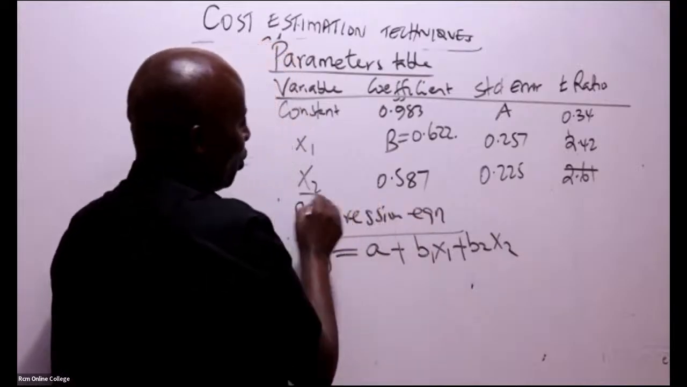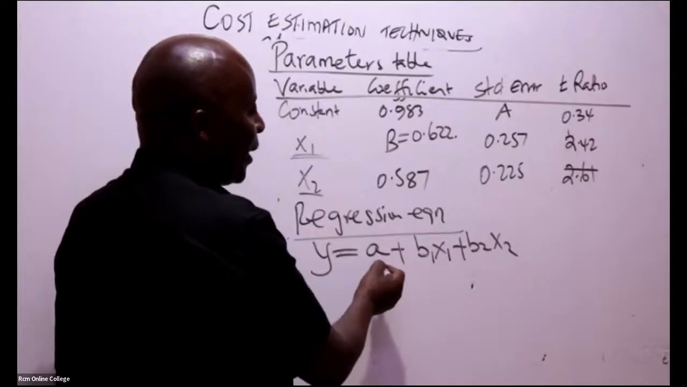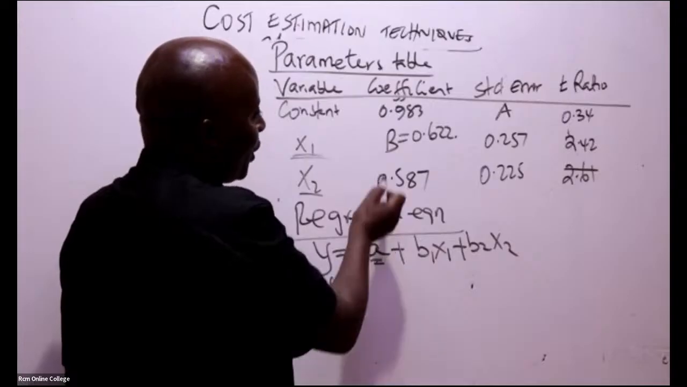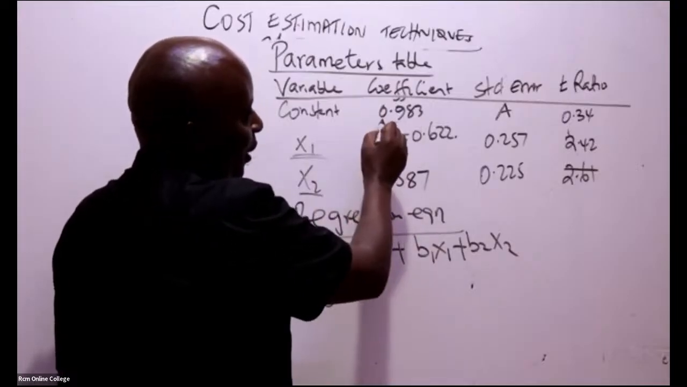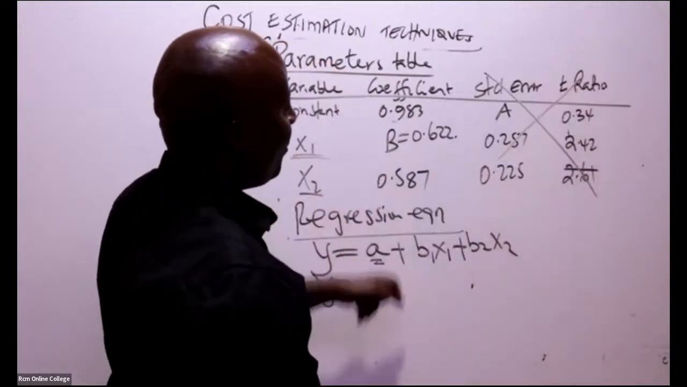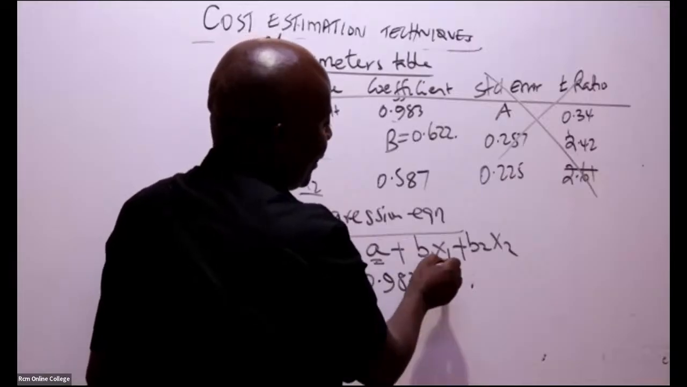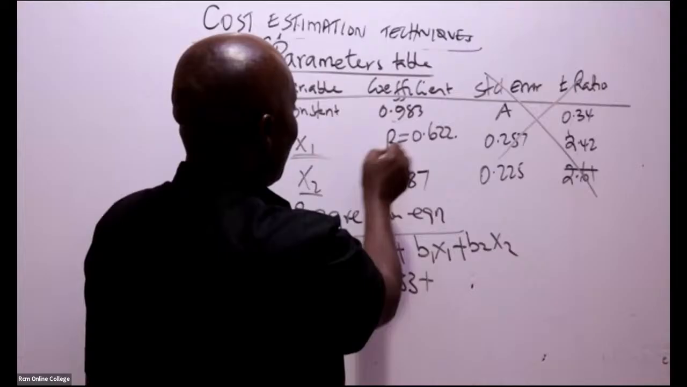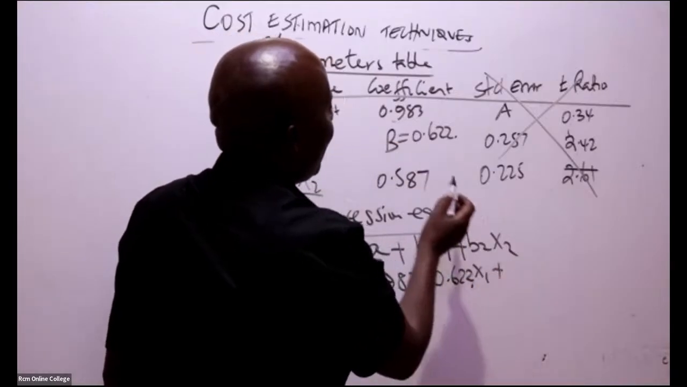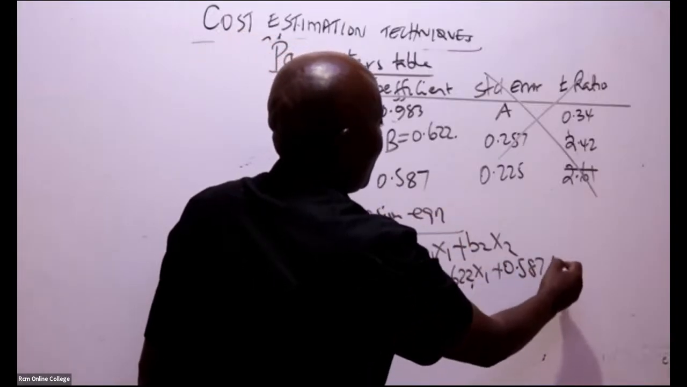Have I known there are 2 because of this? There are 2 like that. So remember, A is the constant coefficient, which is this one. Now remember, these 2 are irrelevant in terms of equation formation. We are only looking at these parameters. So the constant is 0.983 plus the coefficient of X1, which is this one here, 0.622 X1, plus the coefficient of X2, which is 0.587 X2.